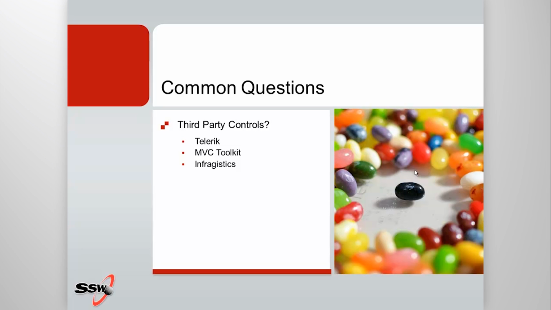Infragistics, another big name in the .NET tooling space. Component Art, ComponentOne have one. DevExpress, I don't think, have an MVC control yet. But if you don't want to use one of these packages, there's also JavaScript-based solutions.